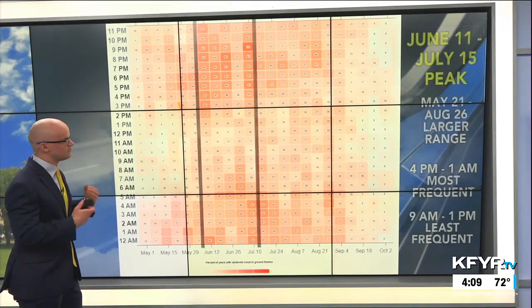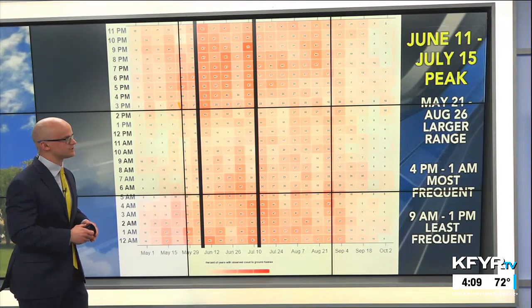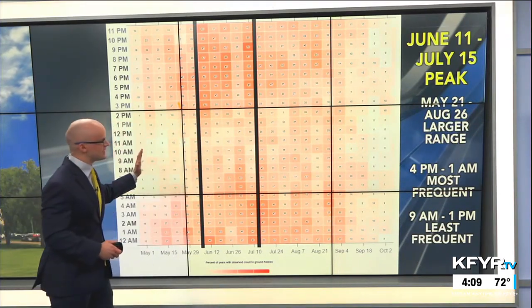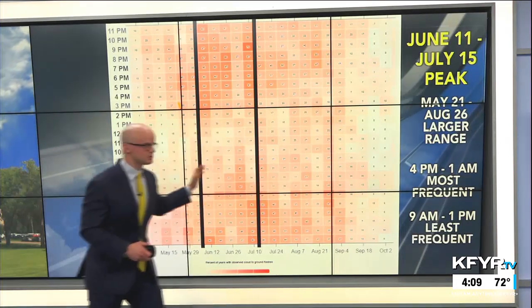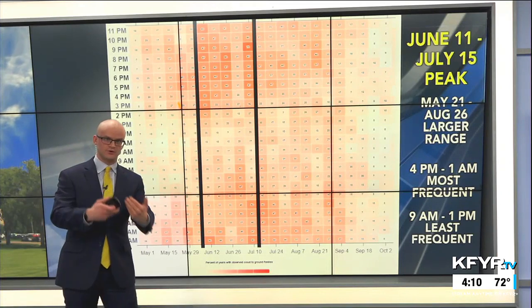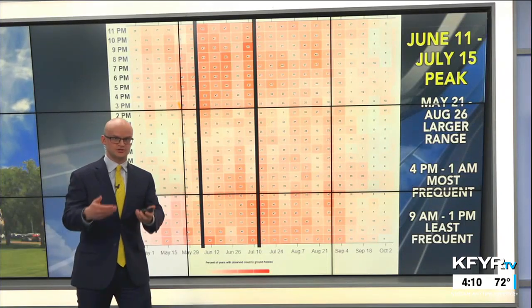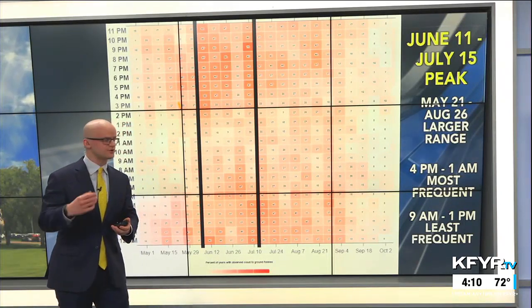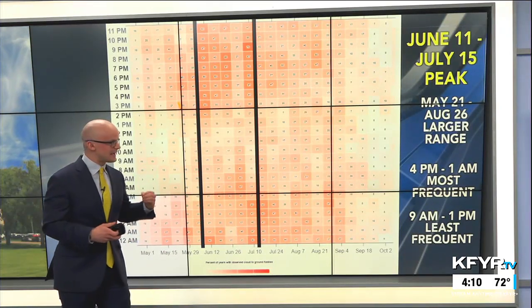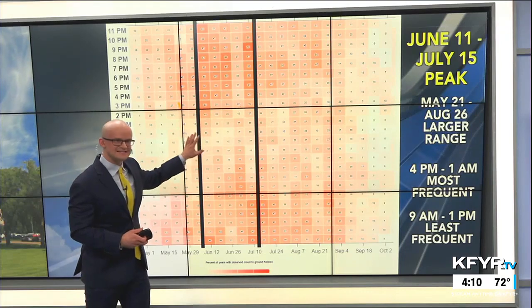And the peak of when we usually see the most lightning here in North Dakota is between June 11th and July 15th, with kind of May 21st to August 26th being a larger range of when our lightning season is. 4 p.m. to 1 a.m., so in the afternoon and evening hours when we have that most daytime heating, and even lingering into the overnight is when we most frequently see lightning, whereas between 9 a.m. and 1 p.m. is where lightning is least frequent.